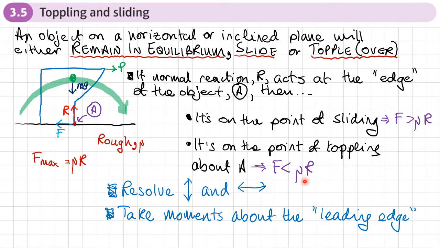Now the reason it's toppling is because the object itself, in this example, would be producing a clockwise moment about A to make it rotate in this direction.